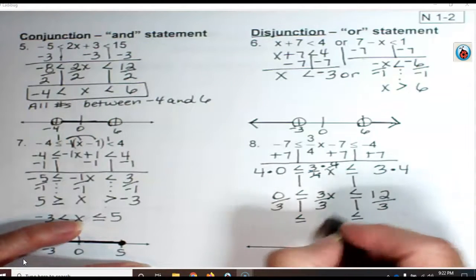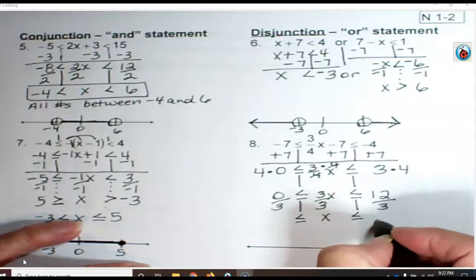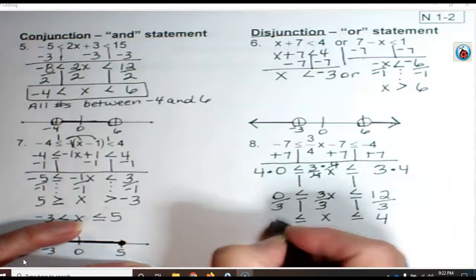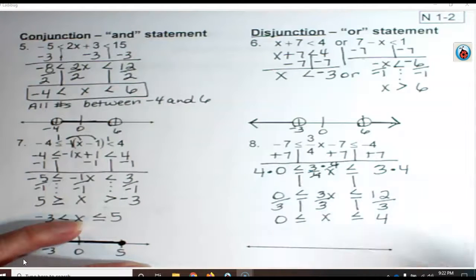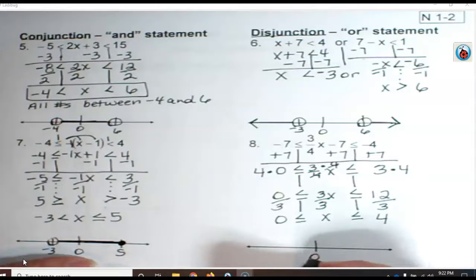All right, so right here I've got my x in the middle. That's what I want. Over here, 12 divided by 3 is 4. Over here, 0 divided by 3 is 0. So that would be my answer right there. It's my conjunction.